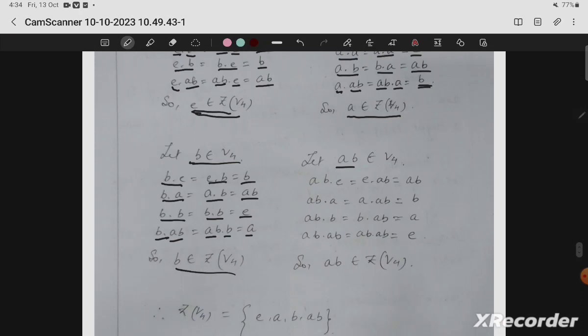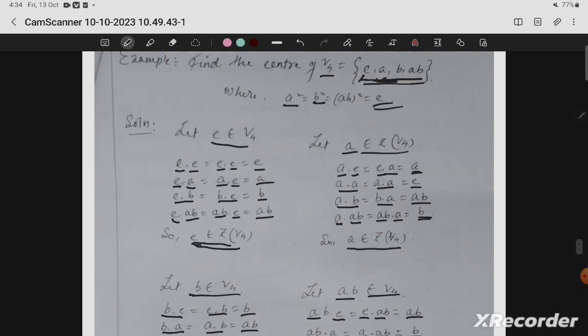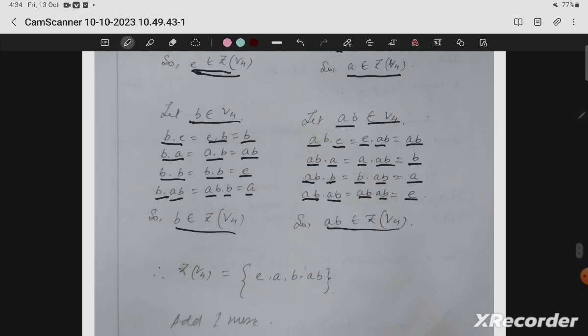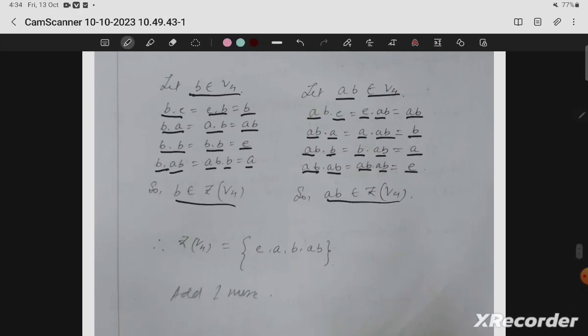Now the next is AP belongs to V4. E with identity with AP will give us AP only. AB with A or A with AP is equal to P. AP with P or B with AB is A, since B square is identity. AP and AP or AP and B will give us identity, since here AB square is identity. So AB belongs to the center of V4. So the elements present in the center of V4 are E, A, P, AP.